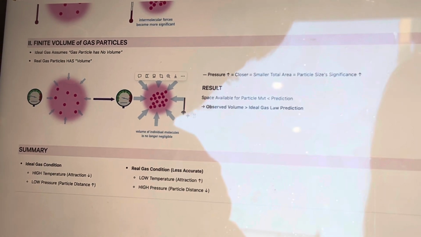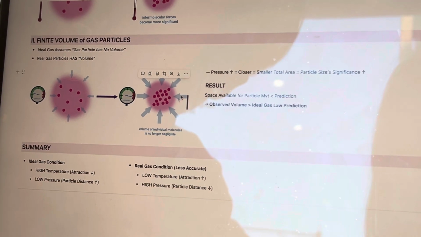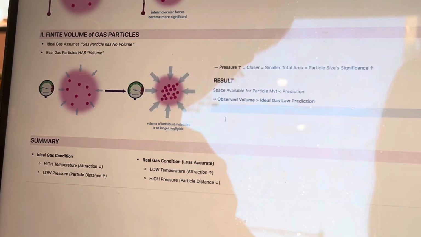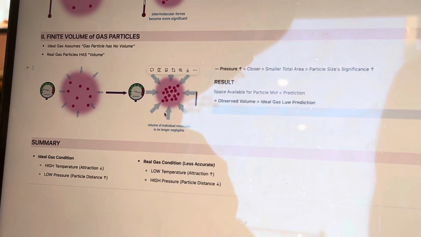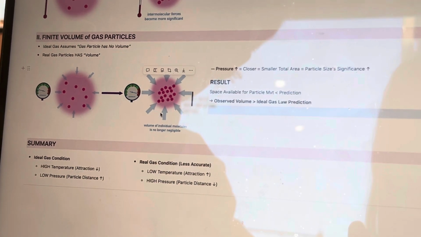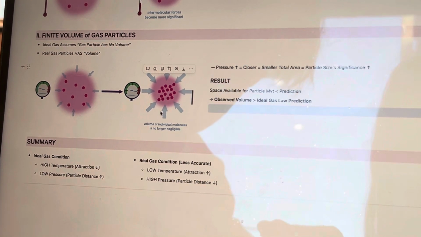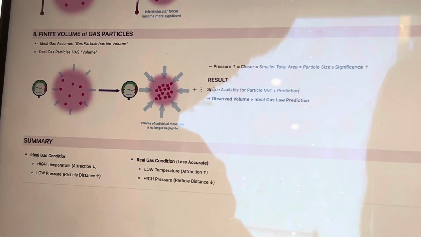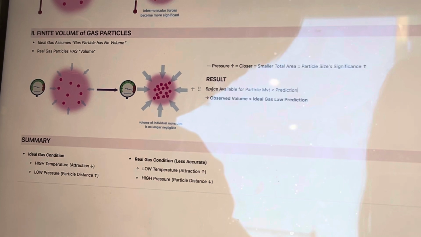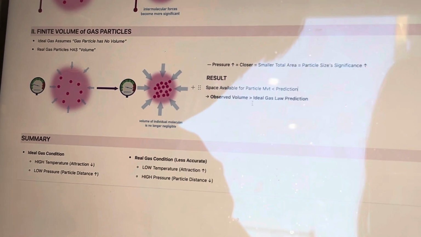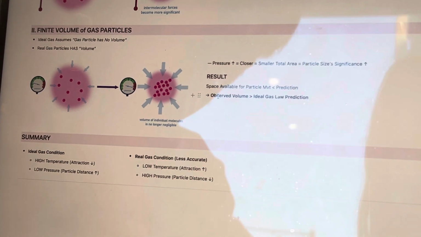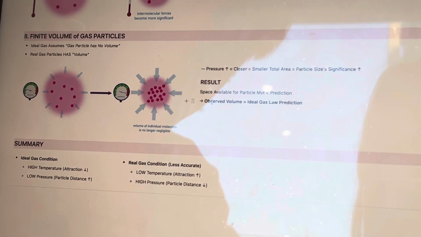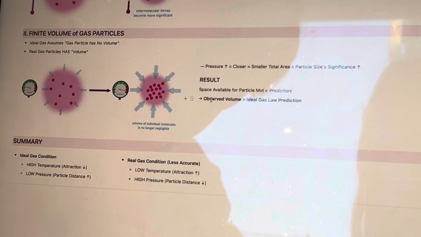What it means is that when the total volume is smaller, even if each particle's size does not change, the fraction of the volume that they take up is much higher. So the result is that the space available for particle movement is lower than predicted, and the observed volume will also increase compared to the ideal gas law prediction.